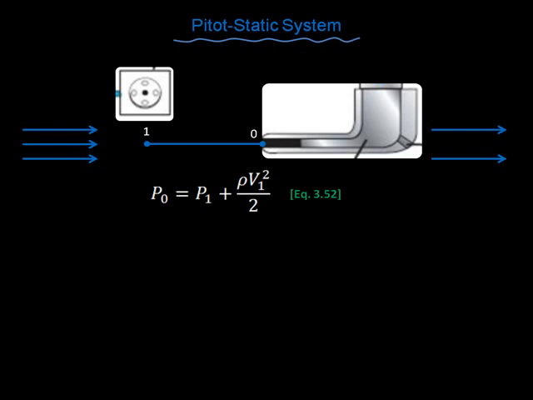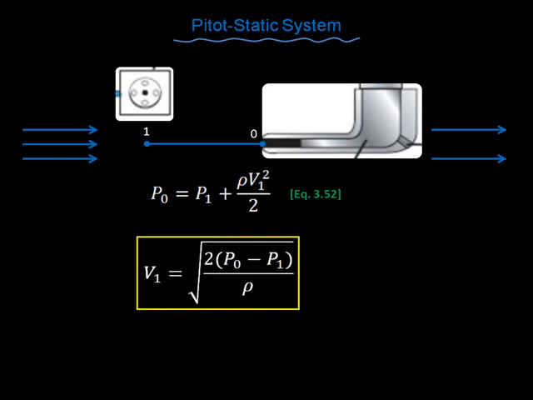And if I write my stagnation pressure equation, or my total pressure equation, equation 3.52, I can see that I can solve for the velocity or the airspeed if I know the static pressure at 1, which is what your static port reads, and my stagnation pressure, which is what the pitot tube reads. And then if I have a density, which in an airplane we assume, I can then back out the velocity. And that's a great example of how stagnation pressure is used in a real-world application.